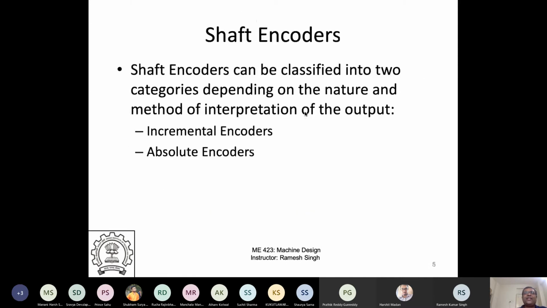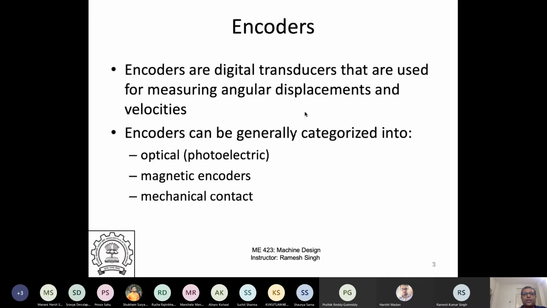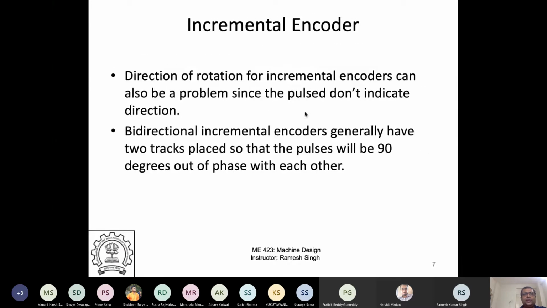But let's talk about what the problems with incremental encoders are. The detection of rotation direction can be a problem since pulses don't indicate direction. So you don't know whether you're going in a clockwise or counterclockwise direction. But if I have to control the motor, I need to control it in both directions, right? Because I need to go front and back. So I need bidirectional control. So the bidirectional controllers will have two tracks, which will be 90 degrees out of phase with each other.